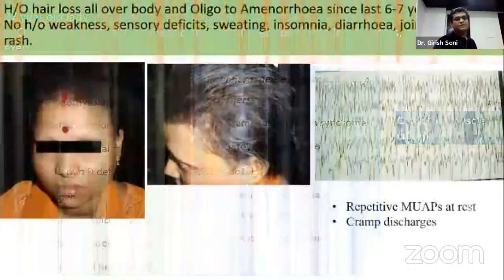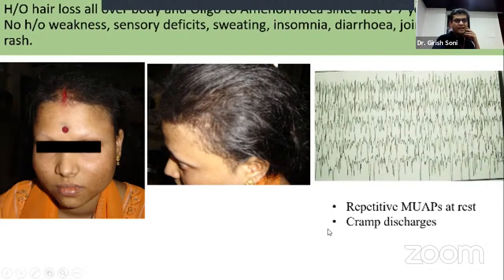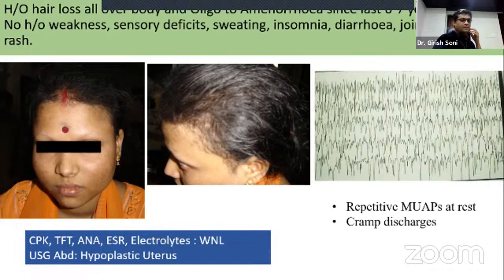On clinical examination, she had alopecia along with history of amenorrhea from the last 6 to 7 years. Otherwise, no history of muscle weakness, no sensory deficit, no sweating, no history of myokymia or sleep disturbances or behavior problem, no diarrhea, joint pain or any skin rash. On EMG, she typically had crampy discharges at rest. Her CPK and all routine parameters were normal. The only abnormality we got on USG abdomen-pelvis was a hypoplastic uterus.